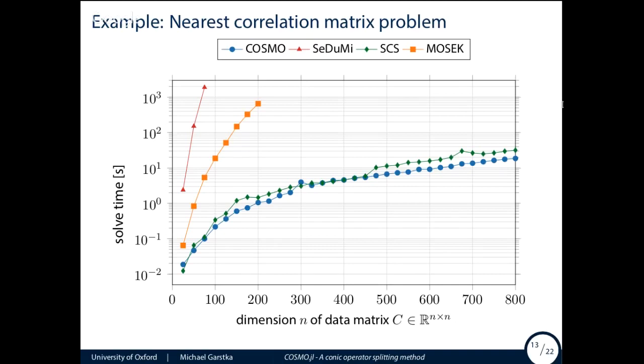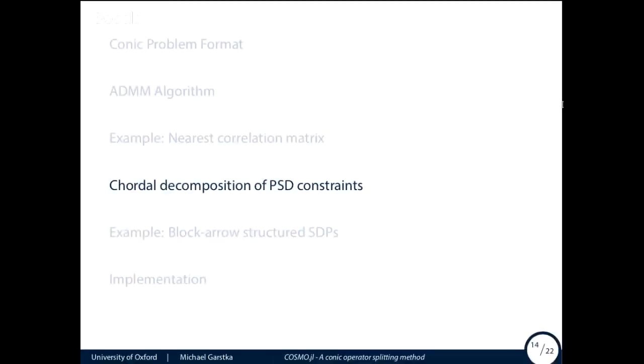And actually, you can see that for large problems, COSMO has a small advantage against SCS, even though SCS is written in C and COSMO is written in Julia. And that is likely because SCS has to take the quadratic cost term and put it into an additional constraint, which leads to more projections. Okay. So this was the first part of the talk.